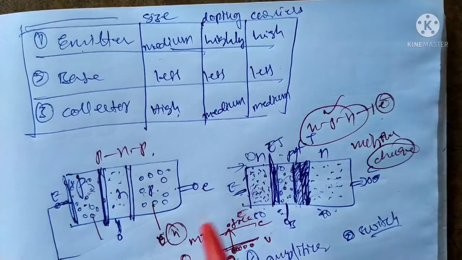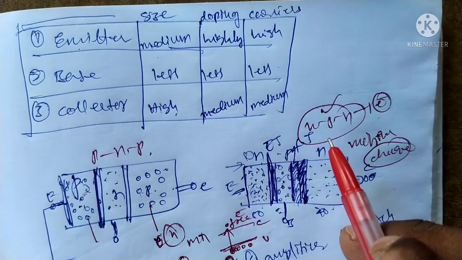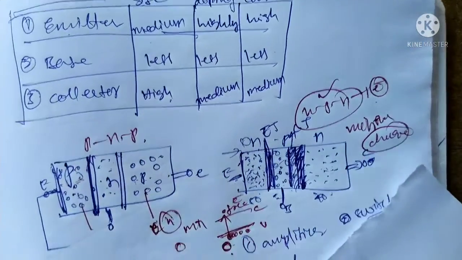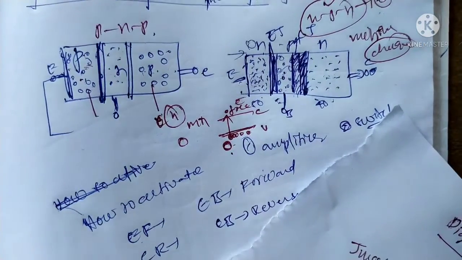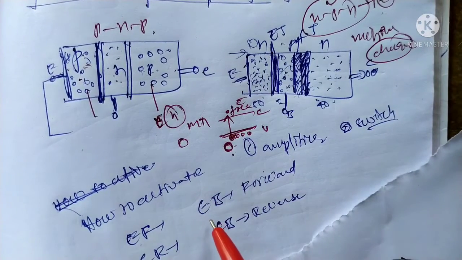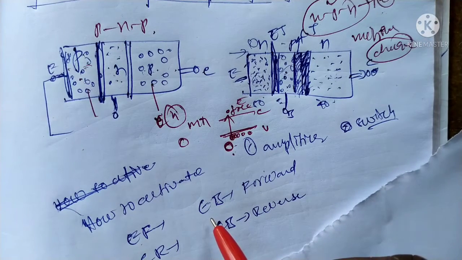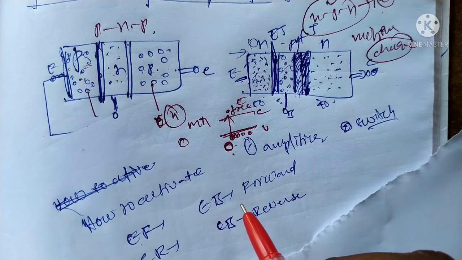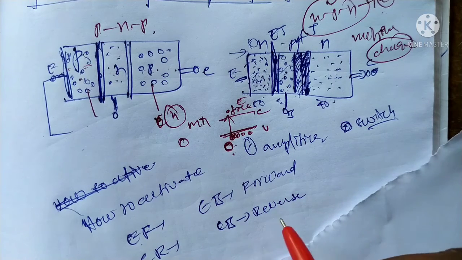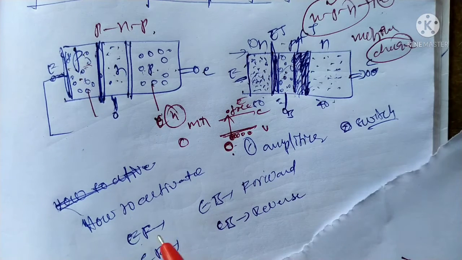That is the reason the NPN transistor is more advantageous compared to the PNP transistor. Suppose the transistor is in the active state. In the active state, the emitter-base junction is connected in forward bias and the collector-base junction is in reverse bias. EF means the emitter is connected in forward bias, and CR means the collector is connected in reverse bias.